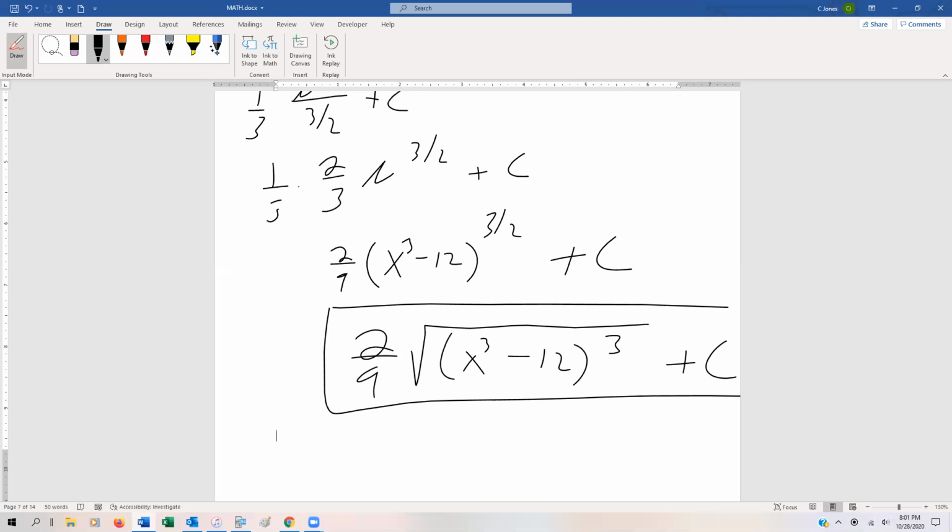Right. So we're going to take a look at a few more examples of indefinite integrals, and then we're going to start taking a look at these definite integrals. How do we evaluate those when we start having to do substitution?